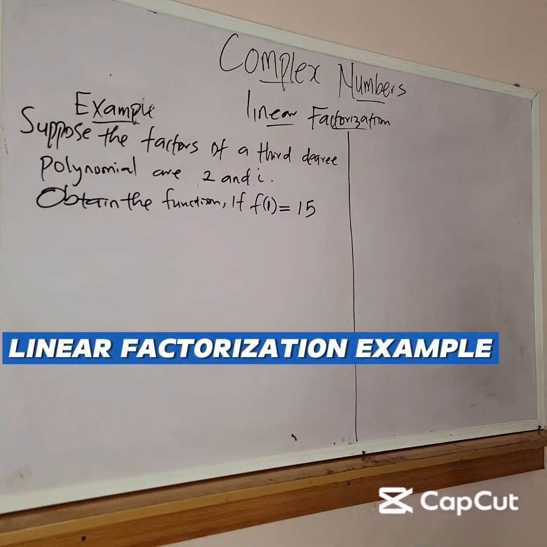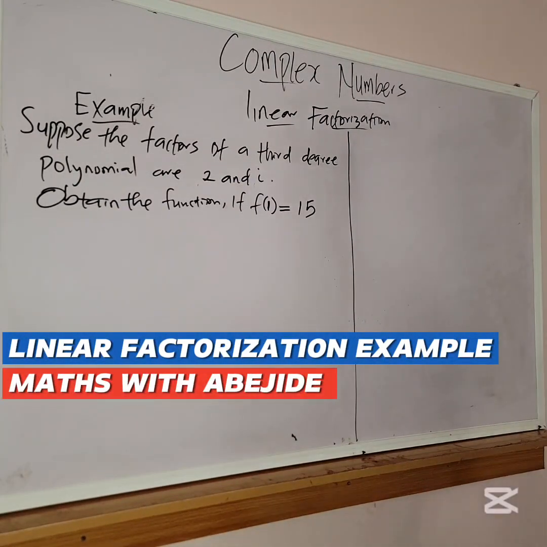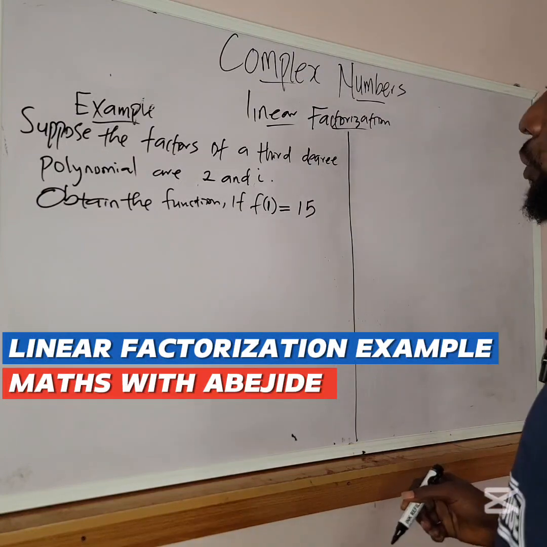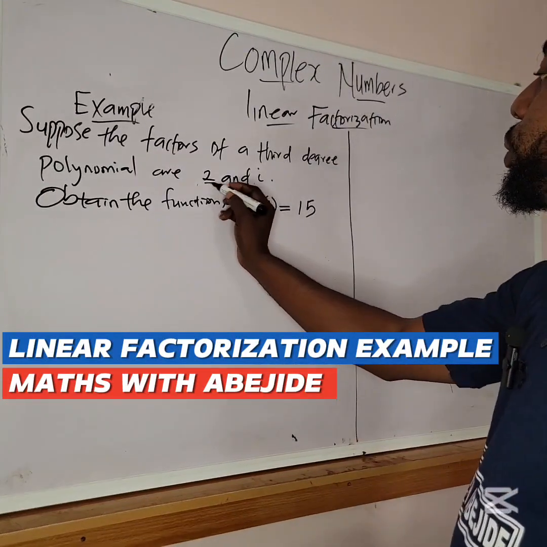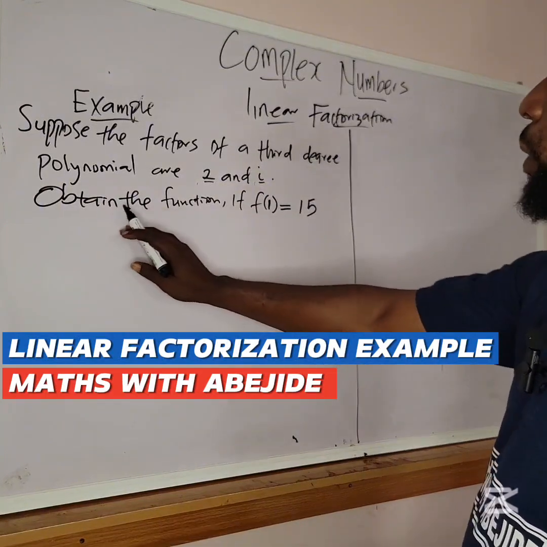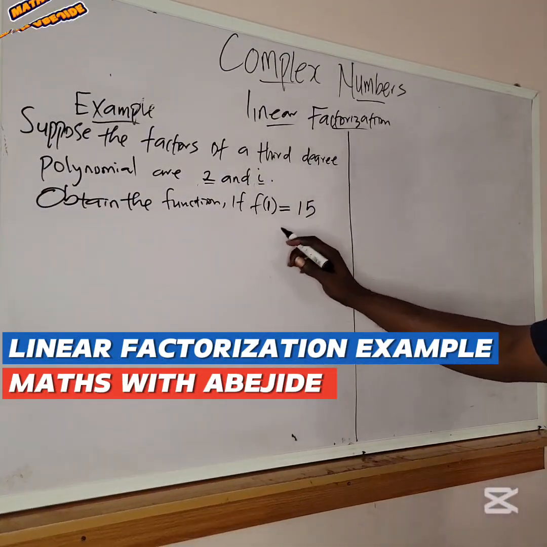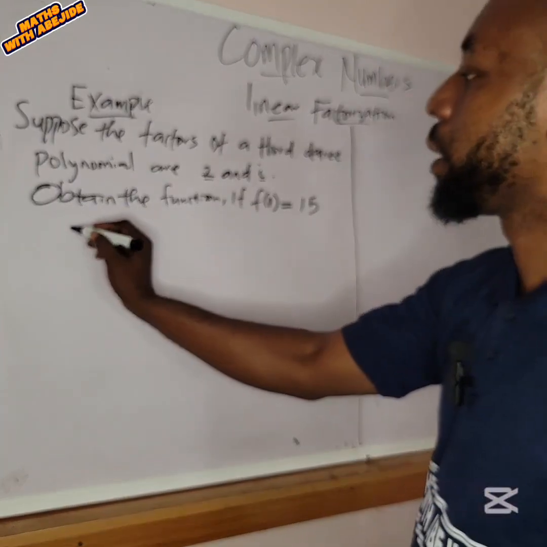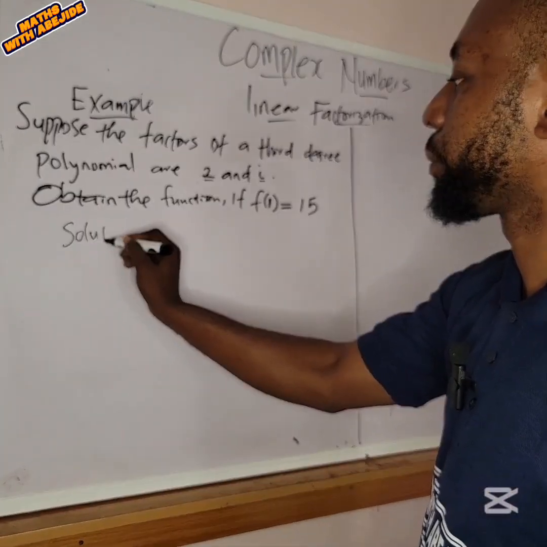We have an example of a linear factorization theorem. Suppose the factors of a third degree polynomial are 2 and i, where this is a complex number and this is a real number. Obtain the function f if f of 1 equals 15. Let's have the solution this way.